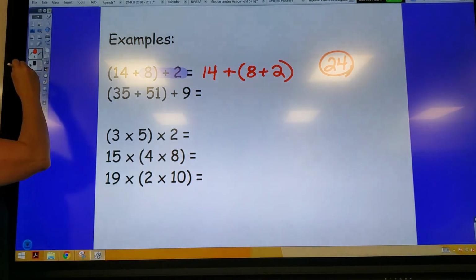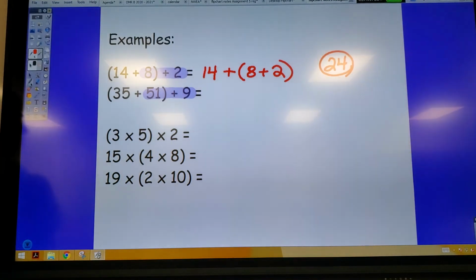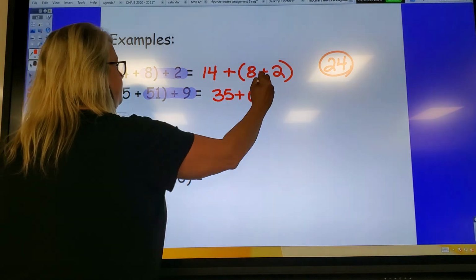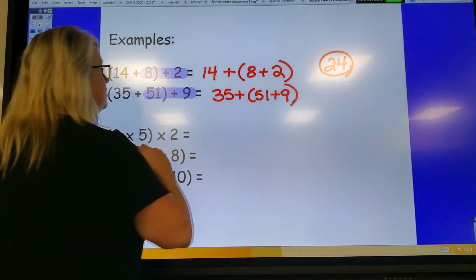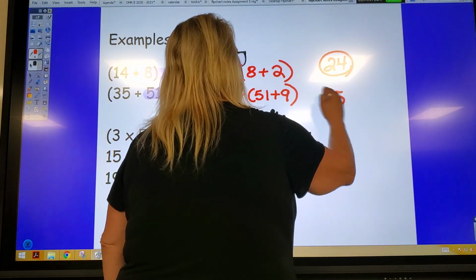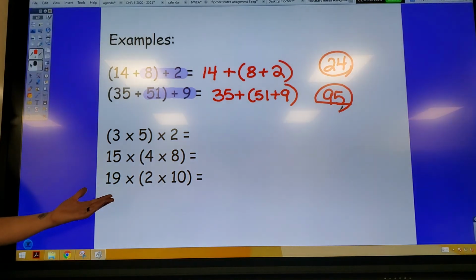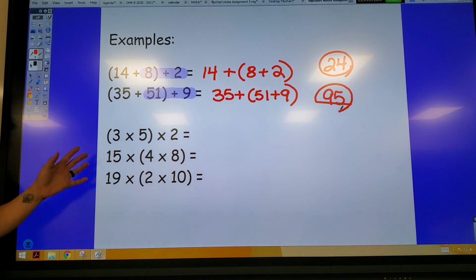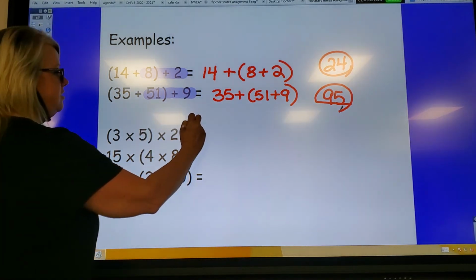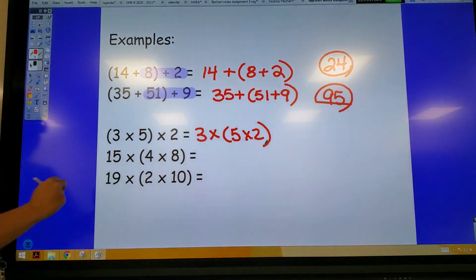And this one, don't you think it'd be easier if we instead put the parentheses around the 51 and the 9? Yeah. It'd be easier. So then we'd have 35 listed first, and then your 51 plus 9 in parentheses. So what's your answer to that? 95. 95. 35 plus 60, 95. Okay, works the same way for multiplication, where we can change where the parentheses are located, all right? Again, to help us. So this would be easier as 3 times, parentheses 5 times 2, which would equal 30.